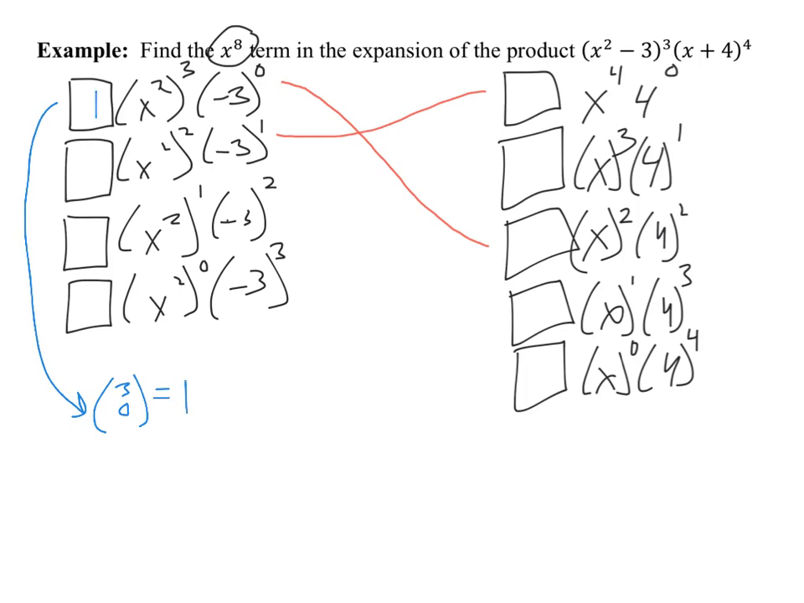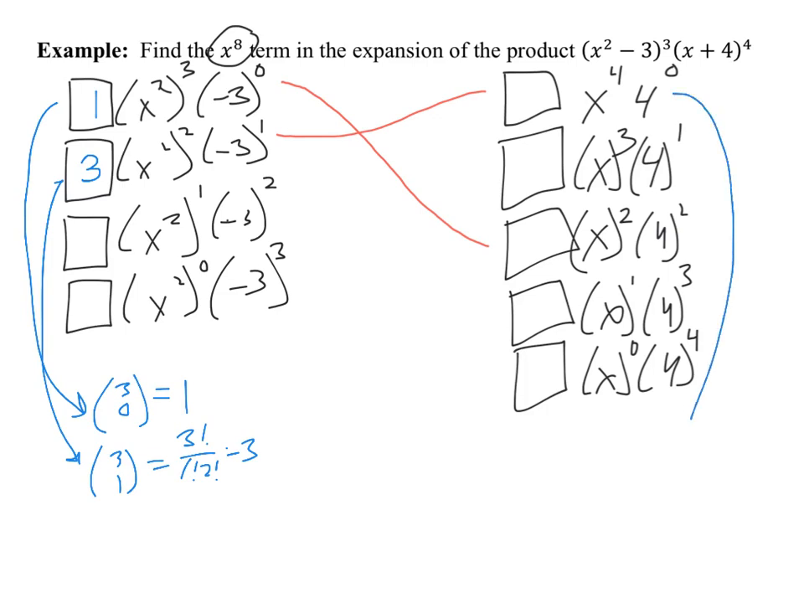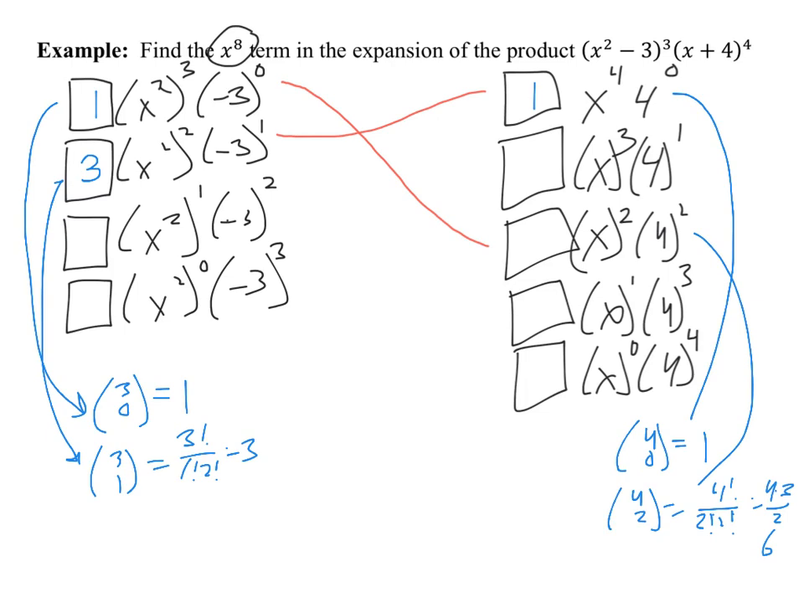Okay, this combinatorial coefficient right here should be the 3, 0 combinatorial coefficient, which is going to be 1. This one right here is the 3, 1 combinatorial coefficient: 3 factorial over 1 factorial 2 factorial, that gives me 3. Moving over to the other side, this guy here will be the 4, 0 combinatorial coefficient. That's 1. And this one here will be 4, 2. That's 4 factorial over 2 factorial 2 factorial. That's 4 times 3 over 2, which is 6.